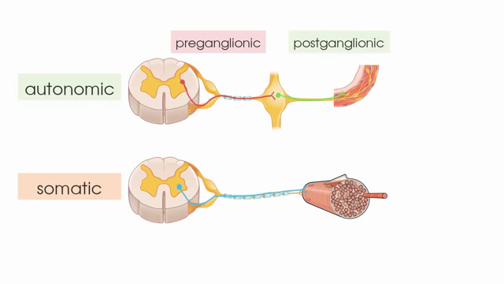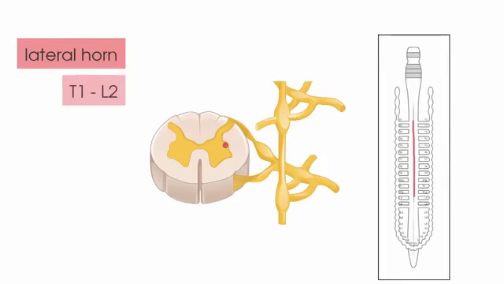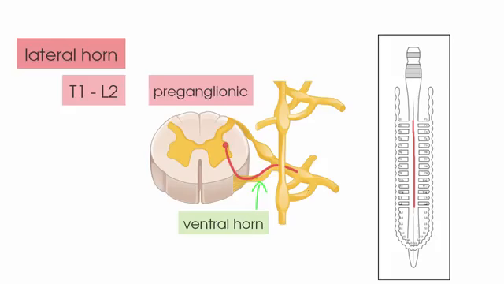So let's just take a look at some of the anatomical aspects of the sympathetic nervous system. We'll begin by taking a look at the efferent outflow. So the efferent sympathetic outflow originates in the lateral horn of the spinal cord from segments T1 to L2. The preganglionic neuron exits the spinal cord via the ventral horn, much like in the somatic nervous system where the motor neuron exits via the ventral horn.